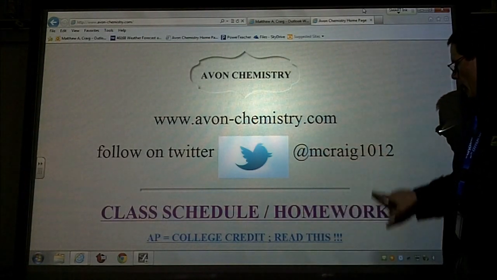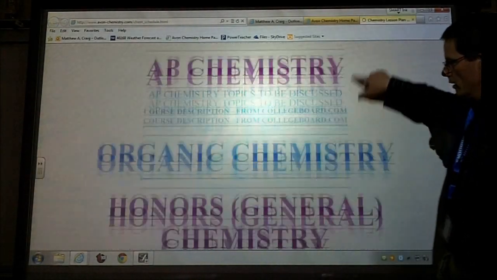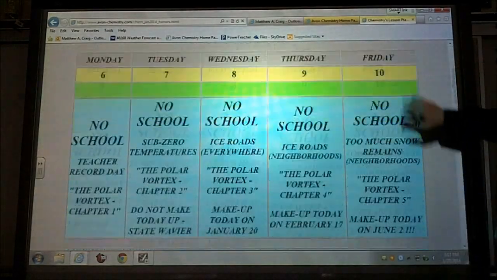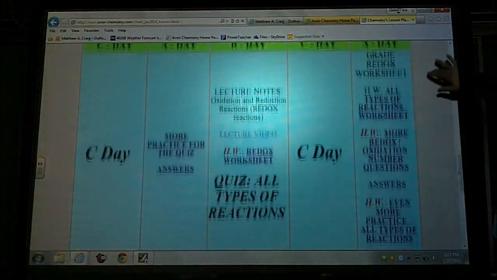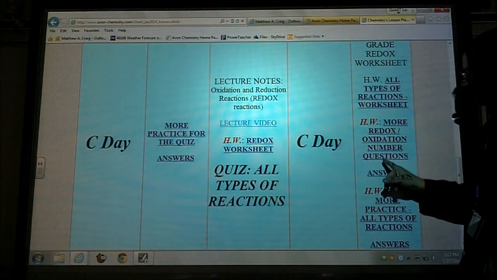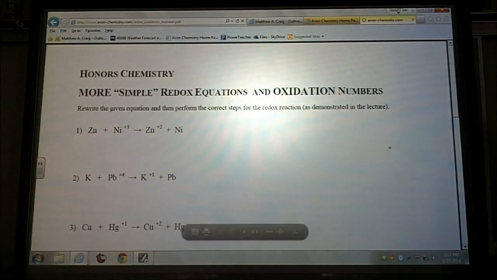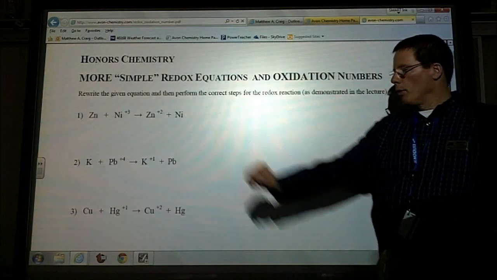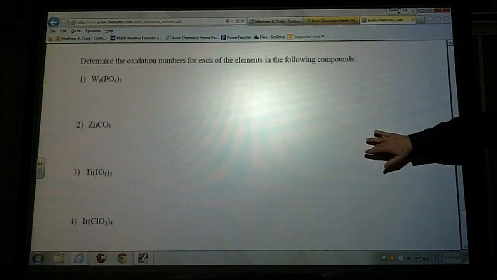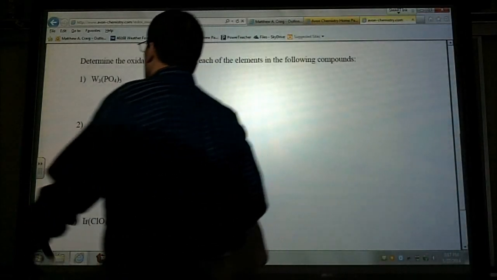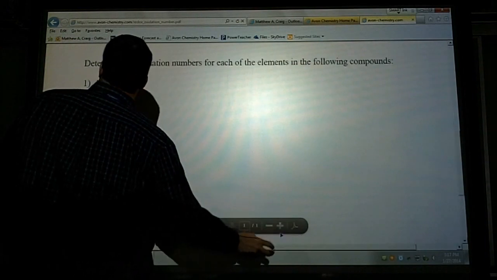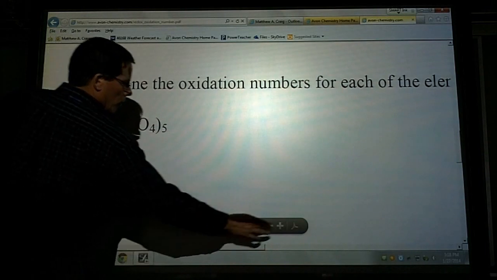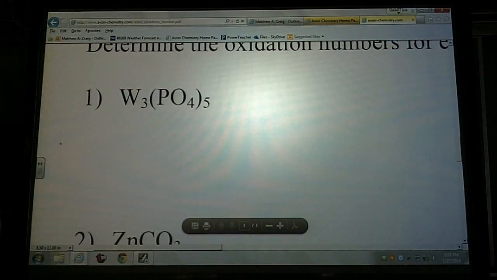So go to the website, click on schedule, honors chemistry, second semester. Right now it's January, and I believe it's going to be the more redox oxidation numbers questions. So we'll pick on that, and we're not going to work out the redox, that's a different topic, but we'll look down here to these questions. Let me blow this up just a little bit so we can work on those. Okay, so here's what we're going to work on, these examples here.